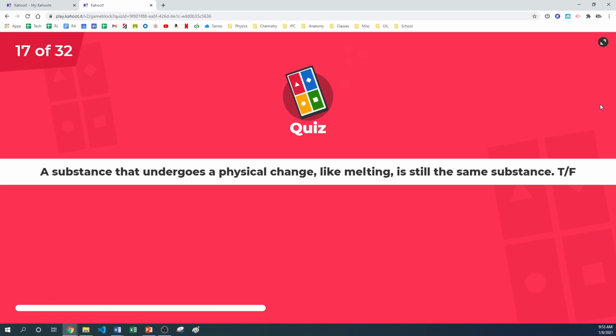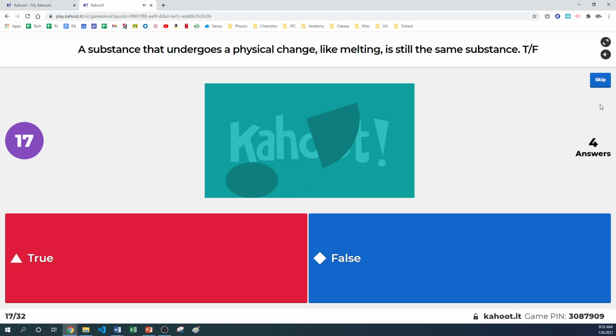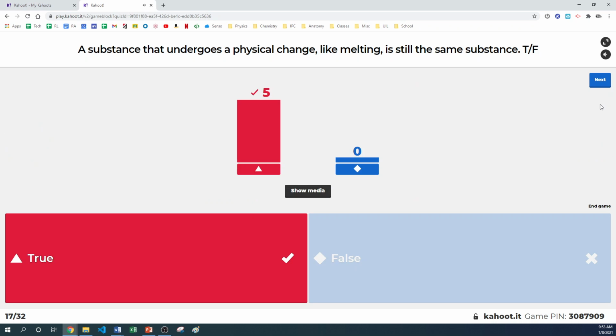A substance that undergoes a physical change, like melting, is still the same substance. True or false? Yes. If you melt an ice cube, it is still H2O.